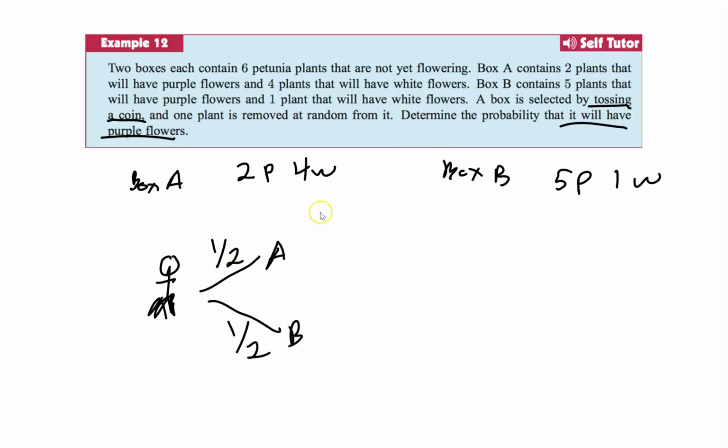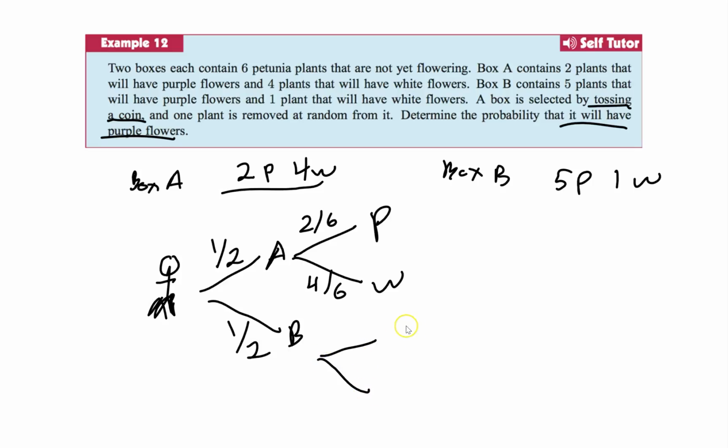And now from A, you branch out. If you've selected box A, you have 2 choices. You can have a purple flower or a white flower. Now notice in box A, there's 6 flowers total, so the odds of getting a purple flower will be 2 out of 6. Odds of getting a white flower will be 4 out of 6. If you happen to get box B down here, same idea. Different odds though. Box B, purple is 5 out of 6. There's 5 purple, but 6 total. And the odds of getting white is only 1 out of 6.